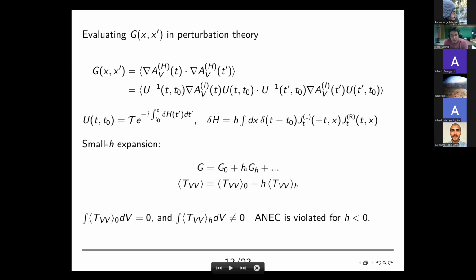But if you compute the first quantum correction to this 2-point function, there is a corresponding stress energy tensor contribution, and this can be non-zero by some choice of h. In particular, for our construction, the average null energy is violated if h is negative.